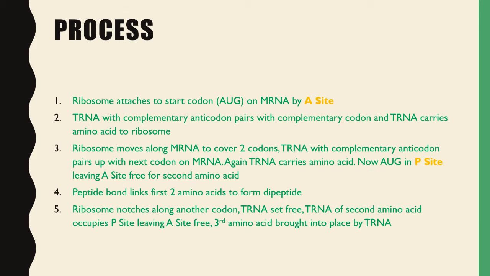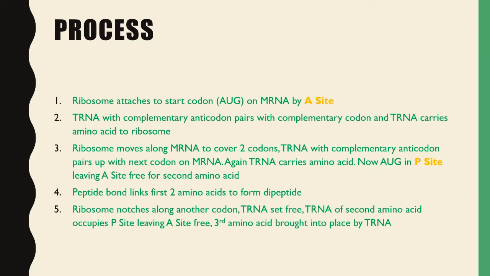A tRNA molecule with a complementary anticodon will then come into the ribosome, which will pair with the complementary codon AUG on the A site. The tRNA will also carry an amino acid to the ribosome. The ribosome will move along the mRNA to cover both these codons, the AUG and the anticodon, and the tRNA with the complementary anticodon will pair up with the next codon on the mRNA. So essentially, the ribosome covers AUG, the anticodon comes in with tRNA, and then it will move along, and the next tRNA with the complementary anticodon will pair up with the next codon.